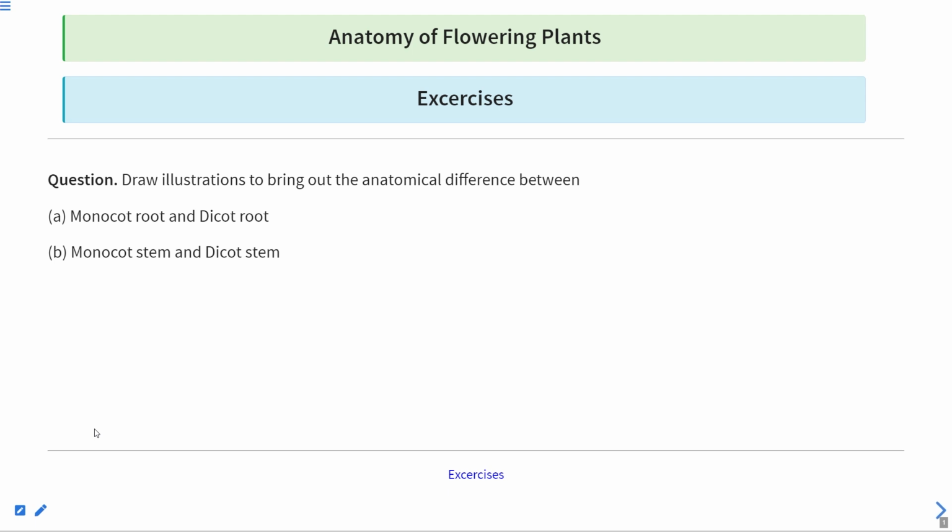Draw illustrations to bring out the anatomical difference between monocot root and dicot root. So the first question is here. You have to represent the difference between monocot and dicot root on the basis of their anatomical structure, right? And the second question is B, monocot stem and dicot stem. Again, you have to elaborate the differences between monocot stem and dicot stem on the basis of their anatomical structure. So let us see here.